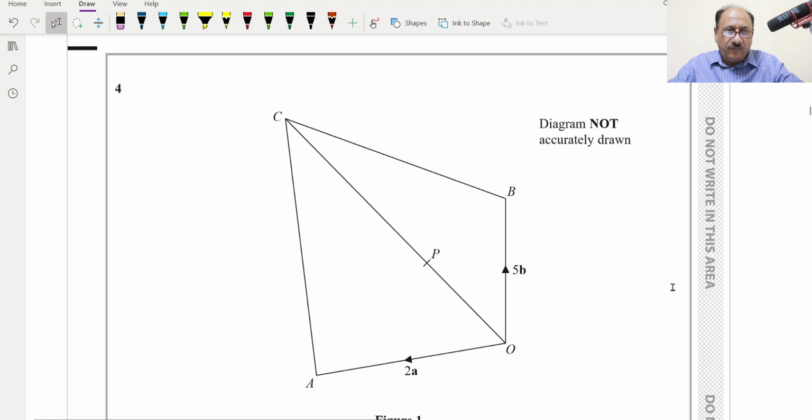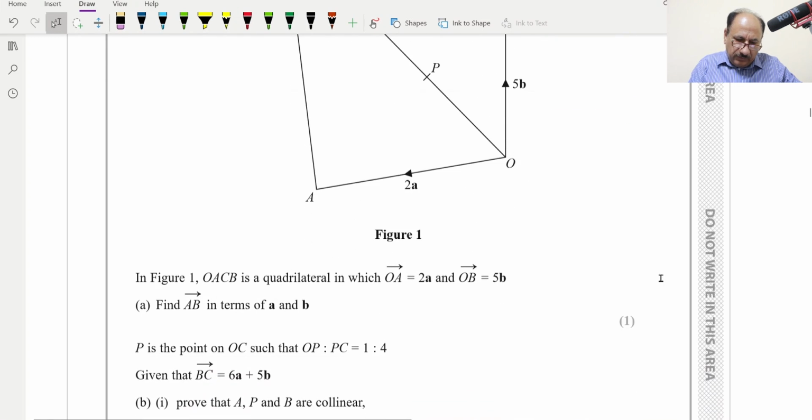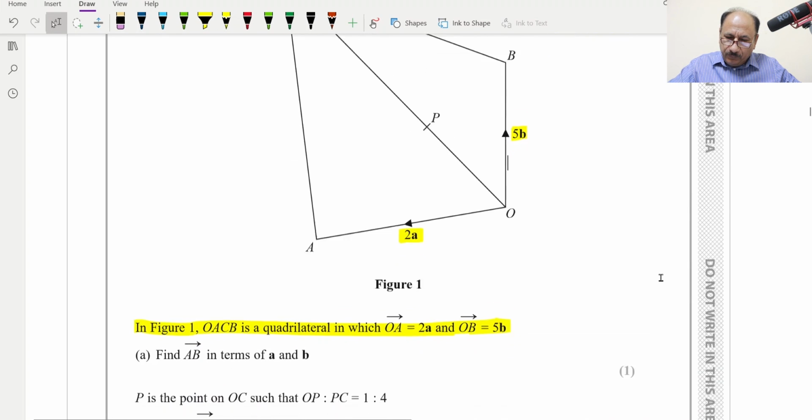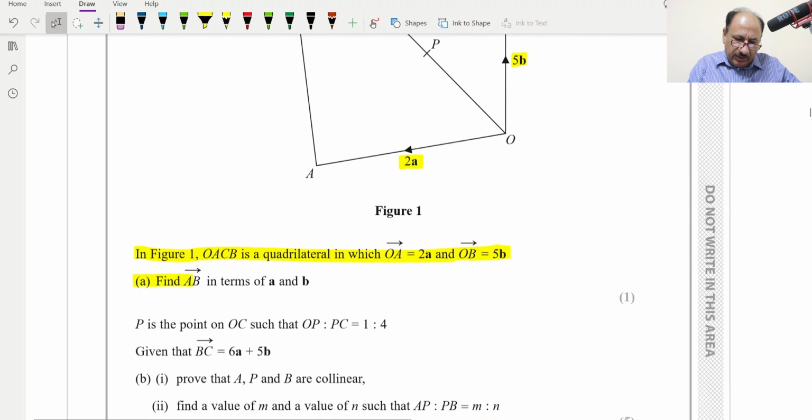Question number 4 is a diagram which they have provided, and keep in mind this diagram is not accurately drawn. This is in figure 1. OACB is a quadrilateral, in which OA is equal to 2a and OB is equal to 2b. This is 2a and this is 2b. And for part A, find AB in terms of a and b.